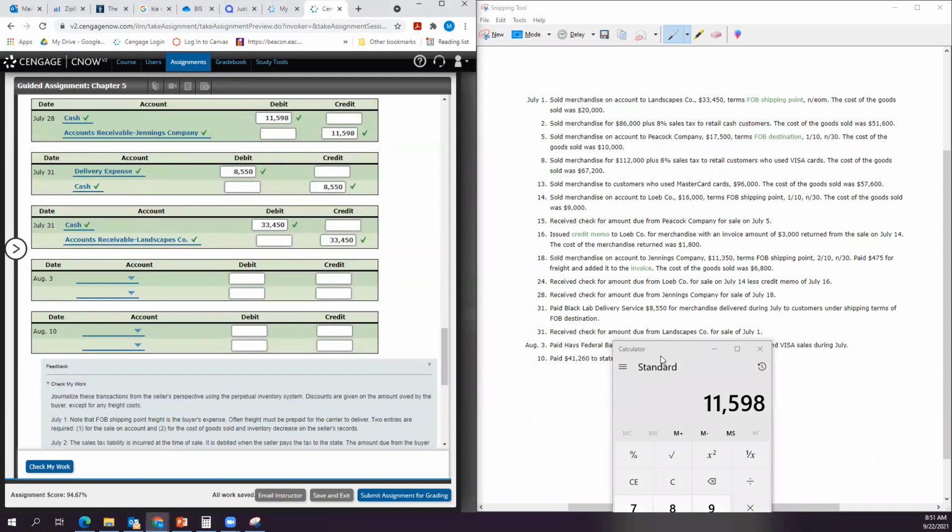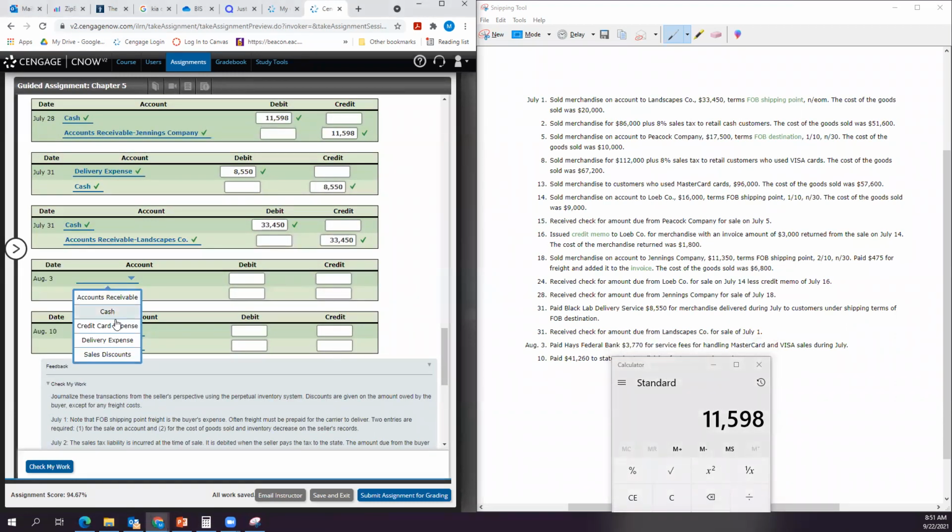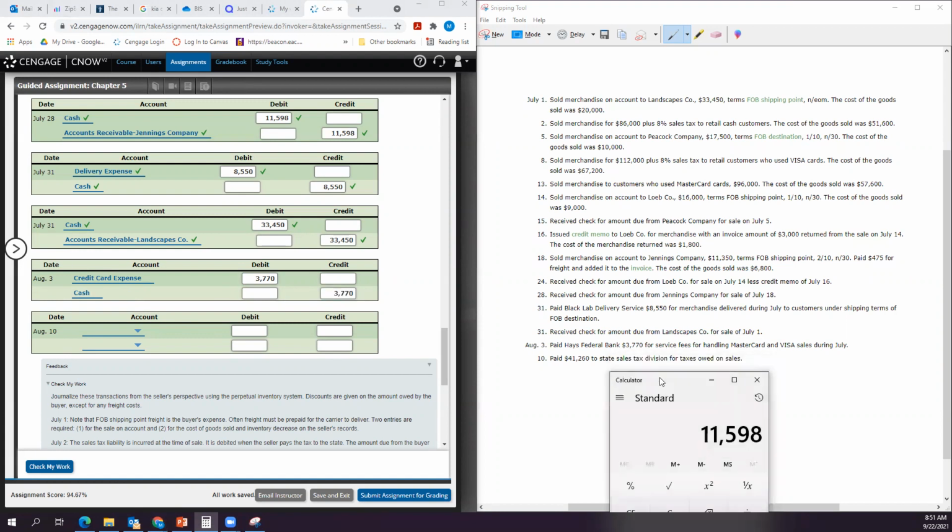We are. August 3rd, we paid Hays Federal Bank $3,770 for service fees for handling MasterCard and Visa sales. So we're just going to debit credit card expense, credit cash. And then on August 10th, we paid $41,260 to State Sales Tax Division for taxes owed on sales. So we're going to debit sales tax payable and credit cash. And that should do it, 100%.